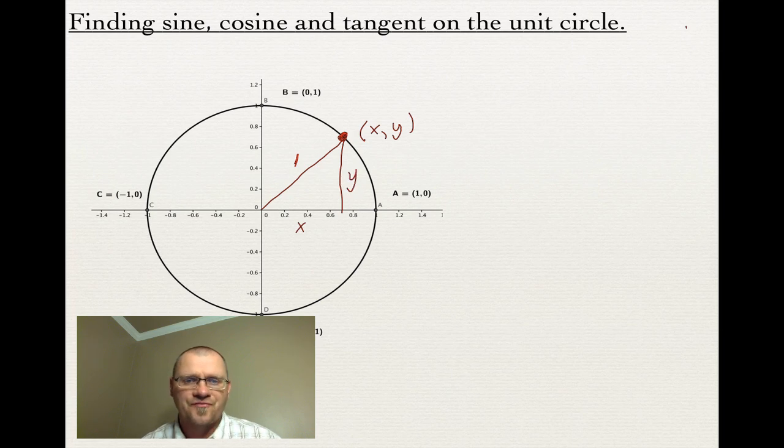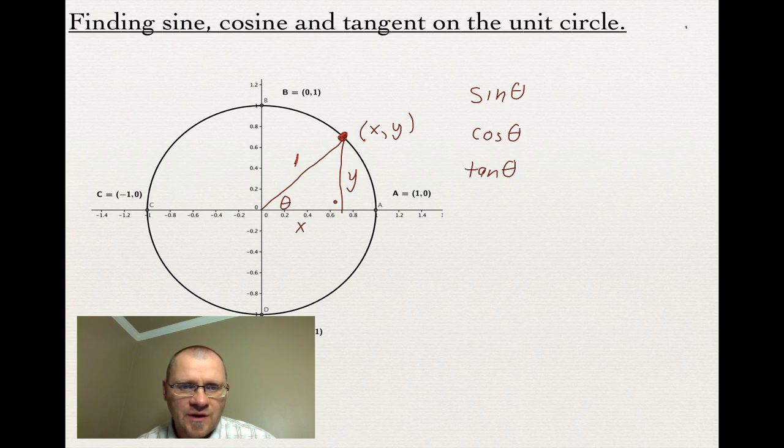So remembering our basic ratios for sine, cos, and tan, if we call this angle here, created in that right triangle, theta, then sine of theta is always your opposite side over your hypotenuse. So that's y divided by 1. Cosine of that angle is your adjacent side over your hypotenuse. So that's x over 1. And tangent of that angle is always your opposite side over your adjacent side. So that's y over x.